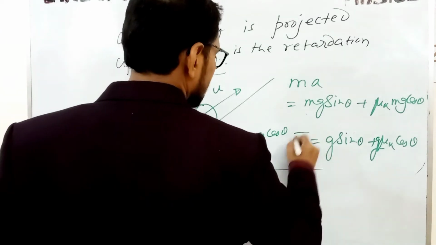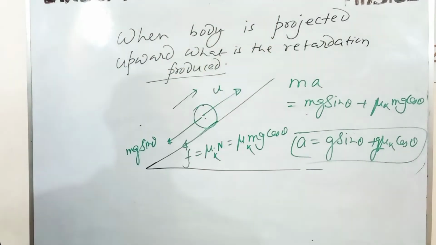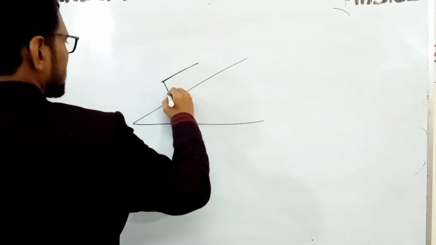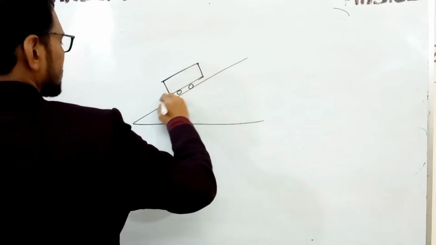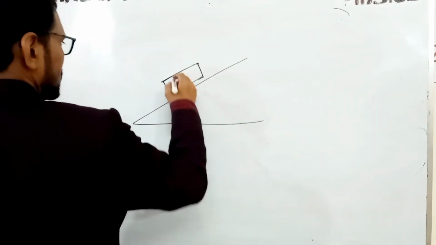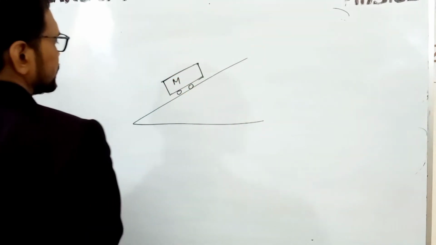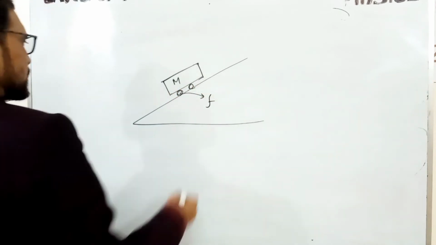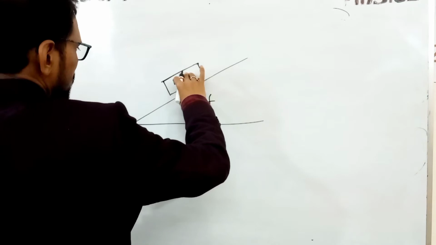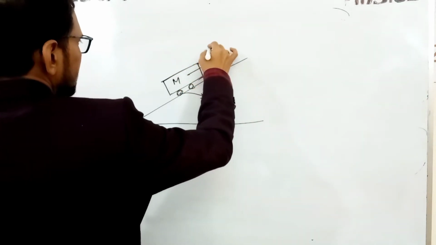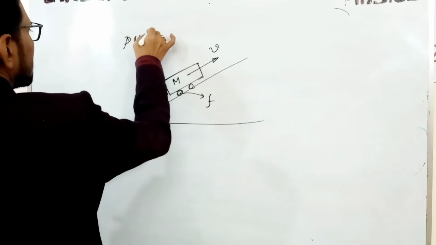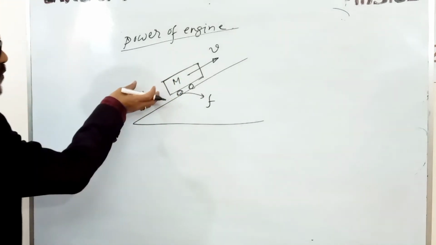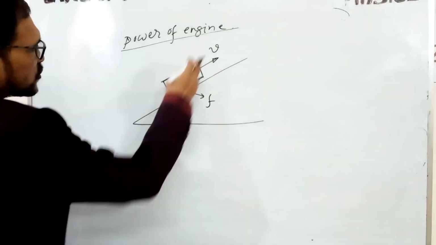So this is the retardation produced when a body is projected upward along the rough inclined plane. Suppose an engine, suppose a car moves along the rough inclined plane. The weight of the car is mg and the coefficient of friction between this and this is f. If the velocity of the car along the upward direction is v, what is the power of the engine, so that the car moves upward with uniform velocity v?